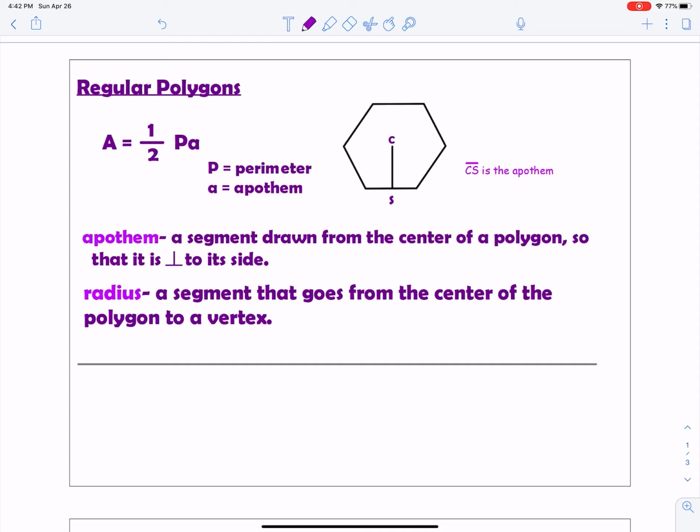Then it shows you here that CS is the apothem. It's from the center and perpendicular to the side here. And then the radius is actually from the center to the vertex. So in our case, it would be right there. And so that is the radius. Sometimes you could be given the radius, sometimes you could be given the apothem.